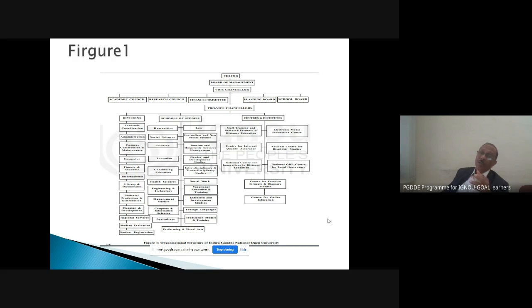And when it comes to the divisions, they are there to help us. On the left side, what we are seeing is the 21 academic schools. That's the school of humanities, social sciences, sciences, education, continuing education, health sciences, engineering and technology. Like that, there are many schools, 21 schools.